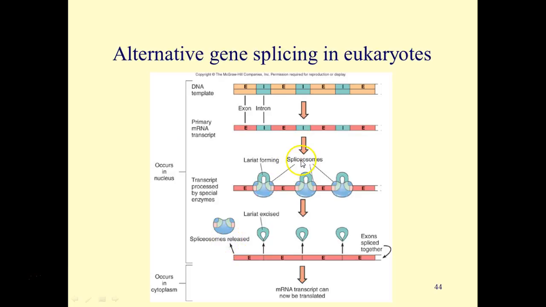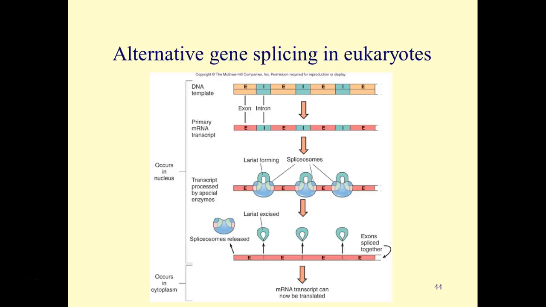Enzyme complexes called spliceosomes are going to form a lariat, or sort of like a hairpin loop, of these introns, and then they're going to be clipped out. So that lariat is excised, the spliceosome is released, and what is left is going to be the exons. And the exons are going to be then stitched together. And now this messenger RNA can leave the nucleus of the cell through the nuclear pores, and then it can be translated.